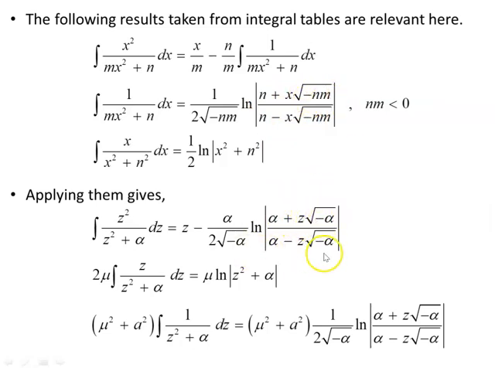The second bit we had to integrate was 2 times mu times the integral of z on z squared plus alpha. Well, that's an application of this bottom one here, so we just end up with mu times the natural log of z squared plus alpha.